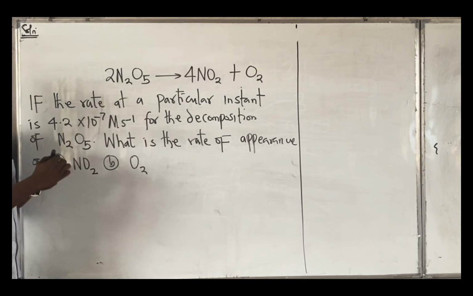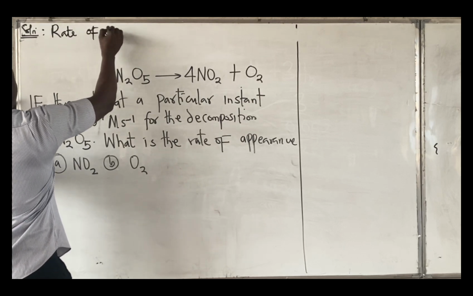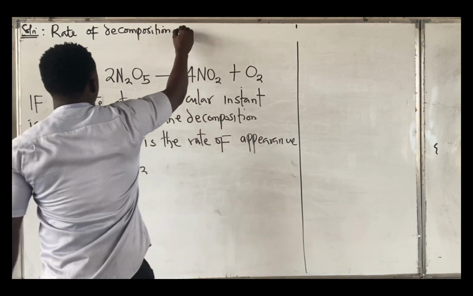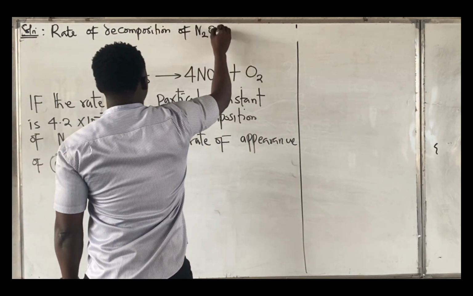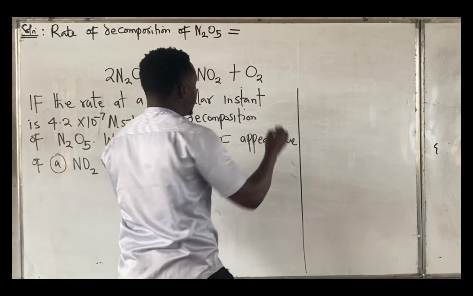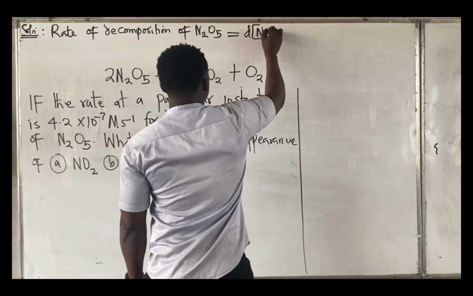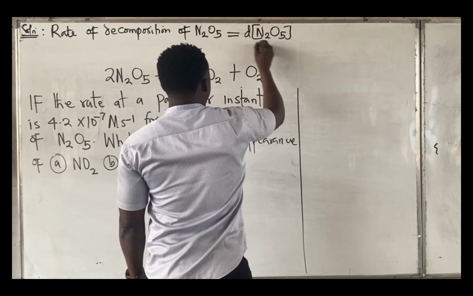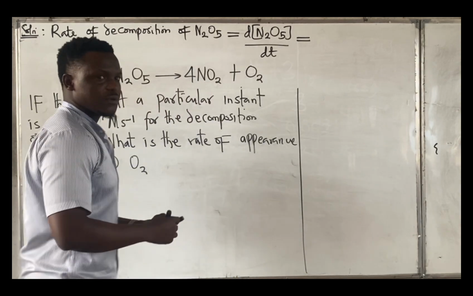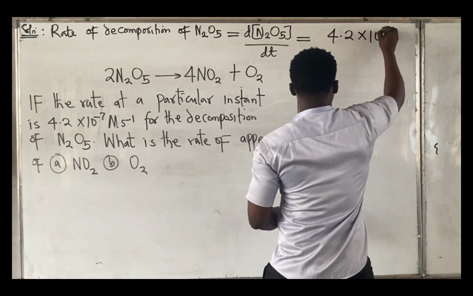That's it. So I'll say rate of decomposition of N2O5. Now, this is equivalent to, we'll put it in a mathematical form so that it will be easy for us to be moving about. We have change in N2O5 all over change in T equals to, they gave us a value. They gave us this guy to be 4.2 times 10 raised to the power minus 7.